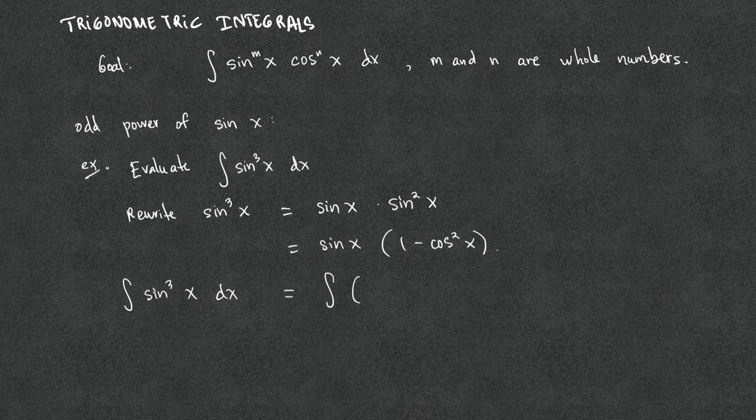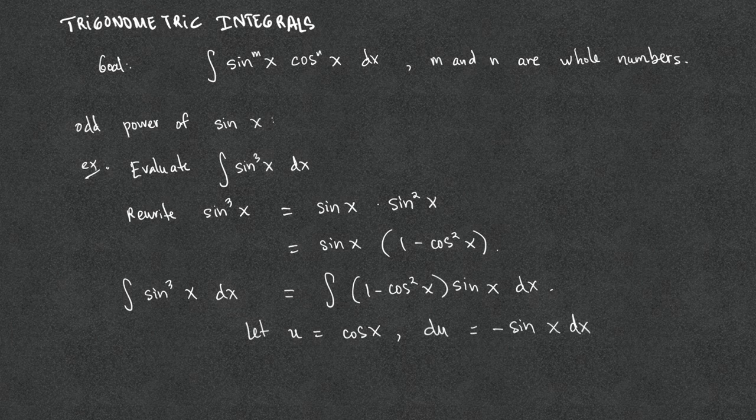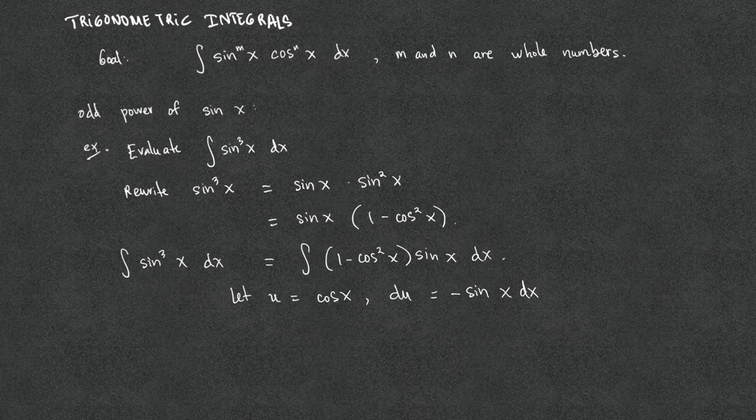And so the integral of sine cube of x dx is now the integral of 1 minus cosine squared of x times sine of x dx. Let u be cosine of x. Then du is negative sine of x dx. This is the reason why we kept one copy of sine of x. This one copy of sine of x will be negative du.